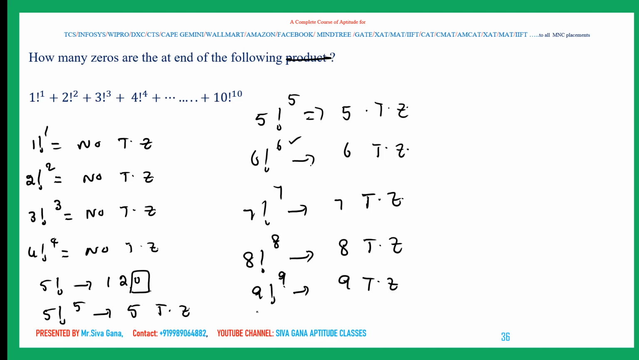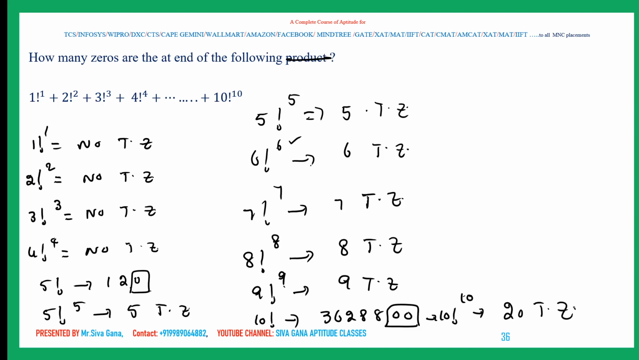Now see, next one is 10 factorial. 10 factorial is 3628800, which means 2 trailing zeros. Therefore, 10 factorial power 10: how many trailing zeros? 2 into 10, that is 20 trailing zeros.